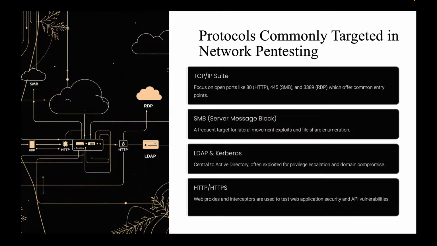SMB, Server Message Block. It is used for file and printer sharing in a Windows network. It also allows file access between systems. Weak SMB settings can expose more sensitive data, and are often used for lateral movement.